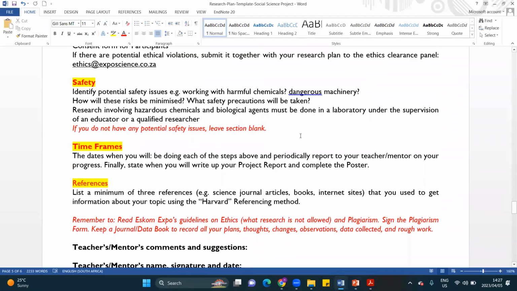Safety. Be mindful of the safety in terms of the participants that you choose. So, for example, say you decide you want to look at an issue recently in the news about prisoners and the security of prisoners. Now, if you think you want to go into a prison and interview prisoners, do you think that is a safe project for a learner?